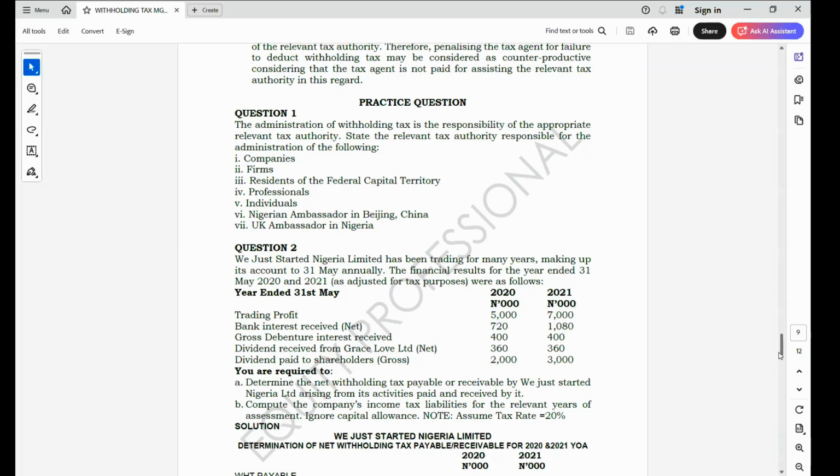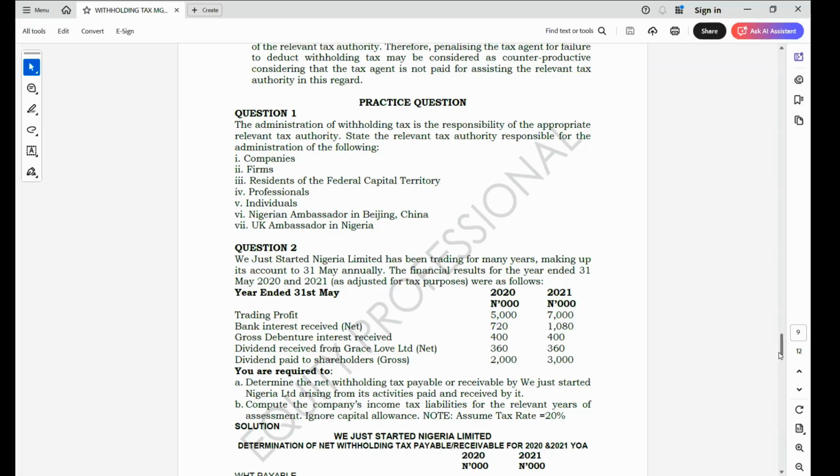Withholding tax deducted from companies. Relevant tax authority? FIRS. Yeah, FIRS, so that is the answer. So for the first one, Roman figure 1, Federal FIRS. Then Roman figure 2, firms. Withholding tax from payment deducted from firms.